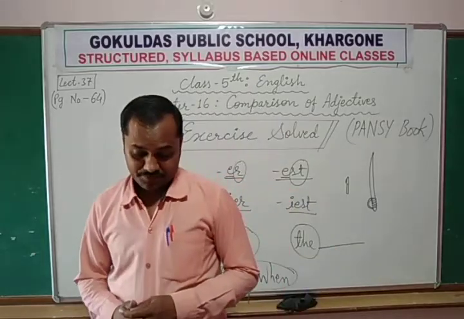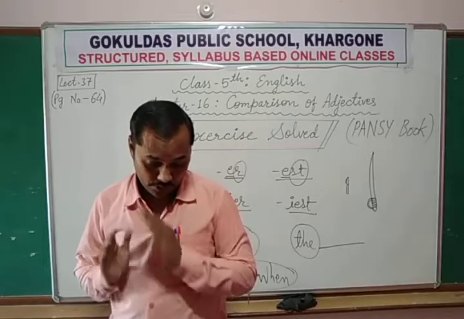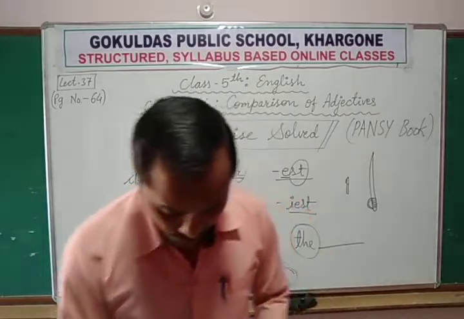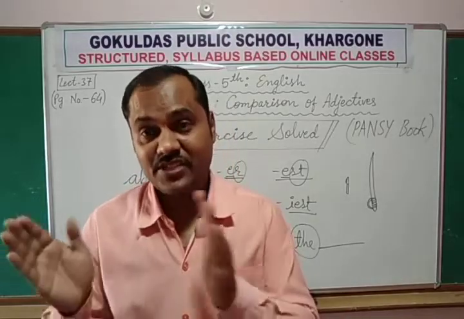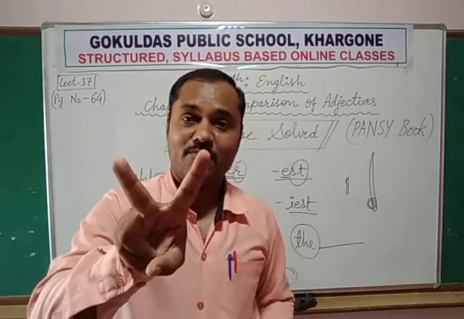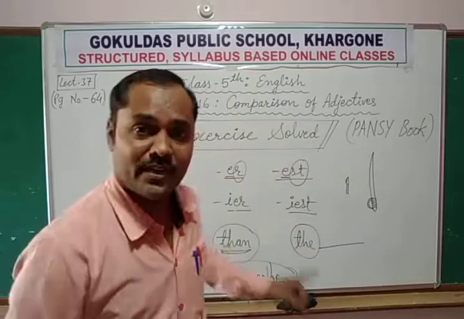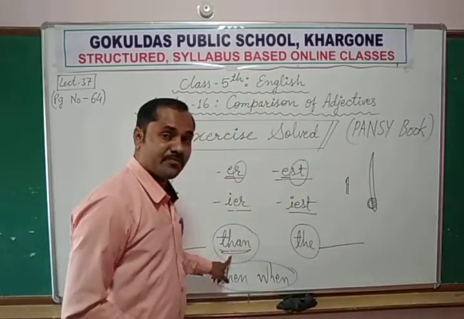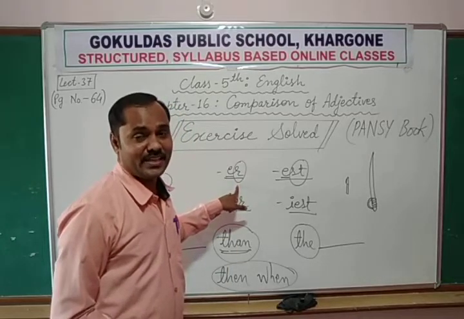Okay. Gold is blank, then silver. Now two things are compared. One is gold, one is silver. The word then is used here. Then what we'll do? We'll use the comparative degree here.